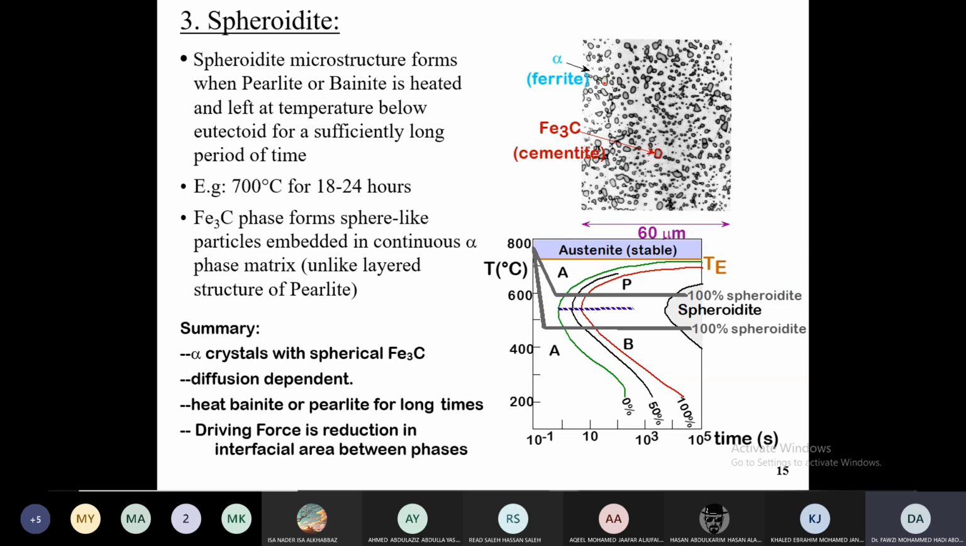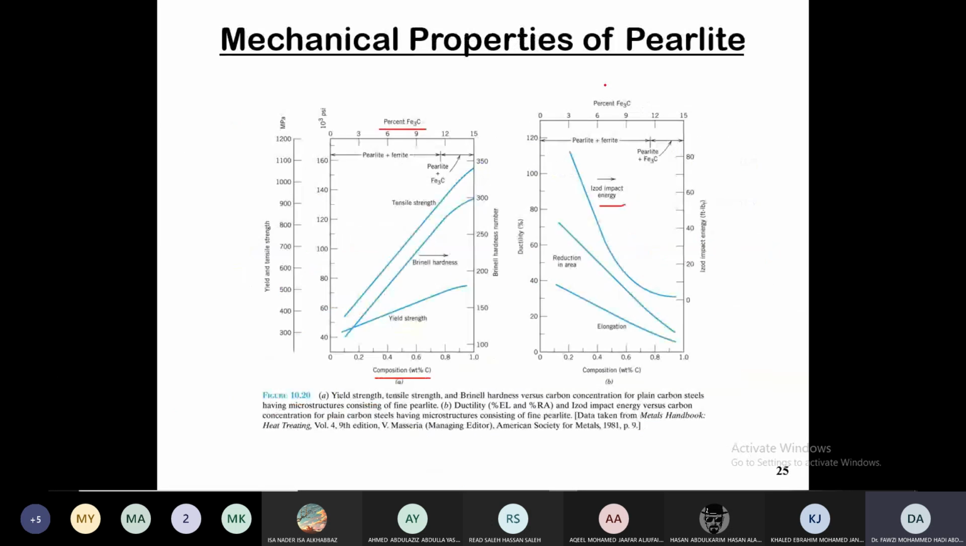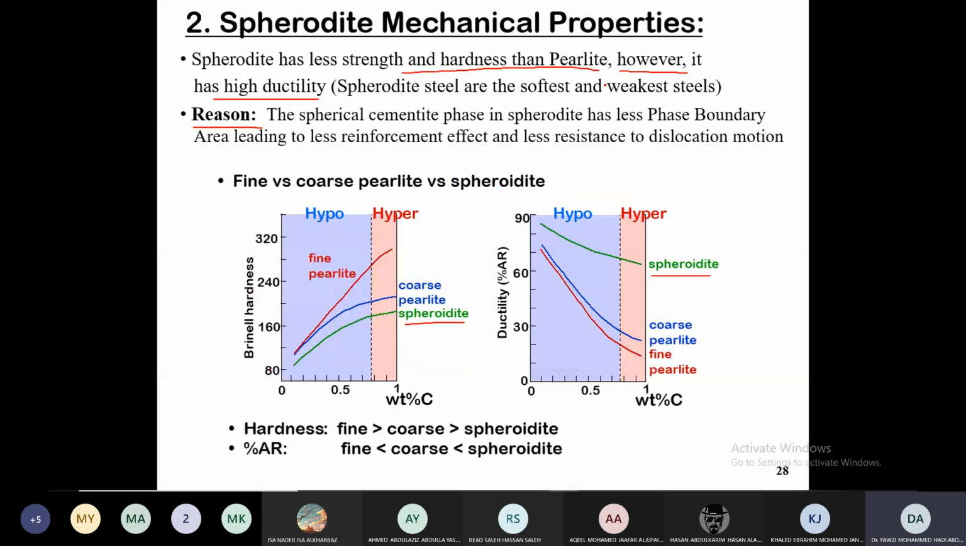The least second phase boundaries is developing what? The spheres, because the sphere has the least surface area. And making the least surface area here means what for us? In the spheroidite, the spherical cementite phase has less phase boundary. So this means that the phase boundary is least in the material. When the phase boundaries are least in area, it leads to what? It leads to less reinforcement effect and less resistance to dislocation movement.